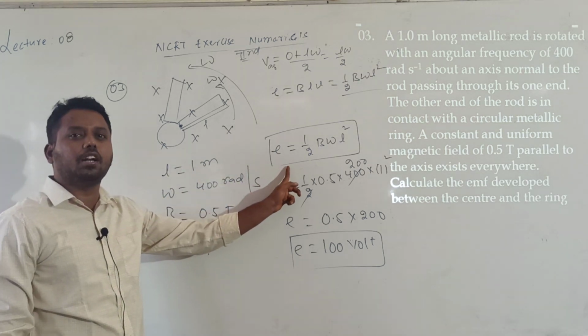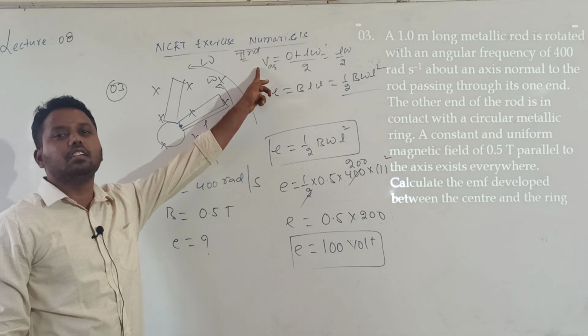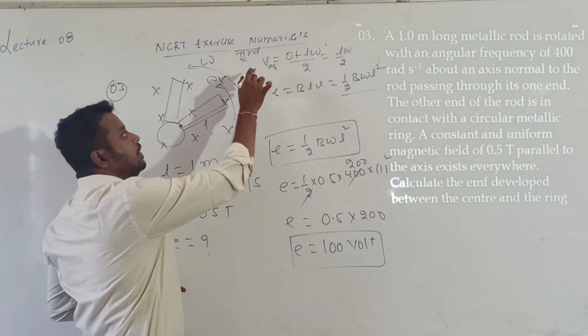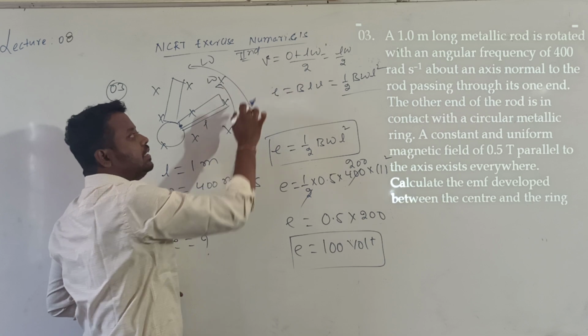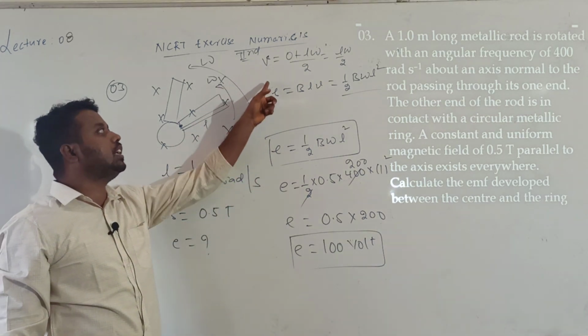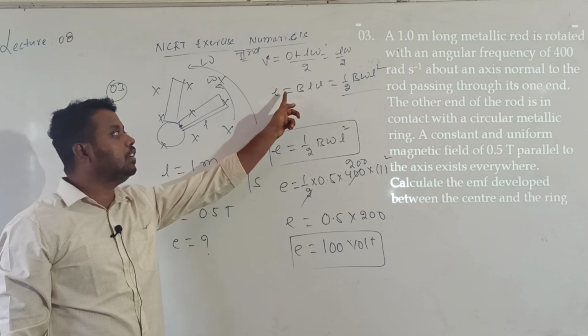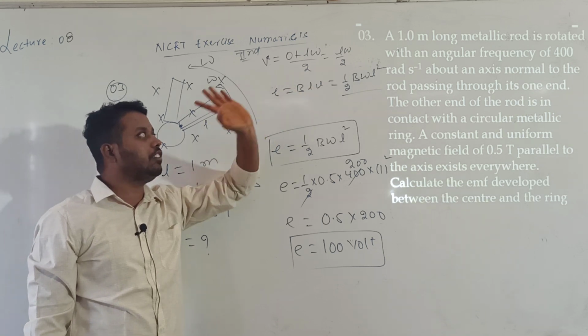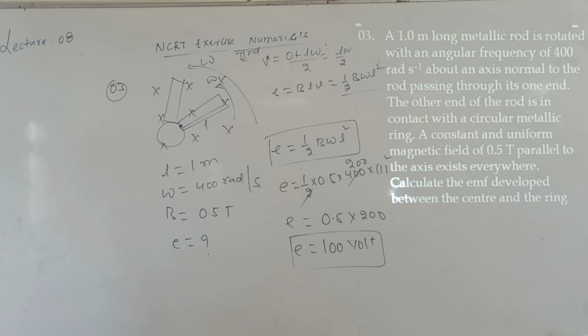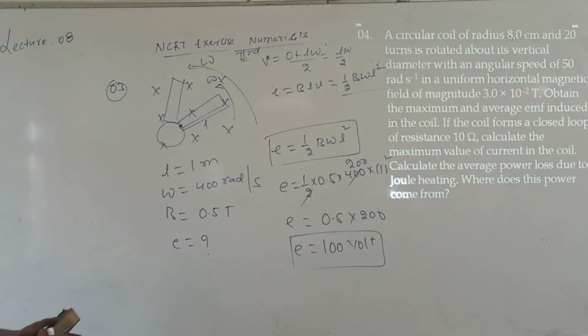Already I derived this formula. If you don't know it, first you calculate the average velocity of the rod, then you substitute that average velocity in the induced EMF formula, the motional EMF BLV. Then you will get the same formula. Okay? So this was question number 3. Next, question number 4.